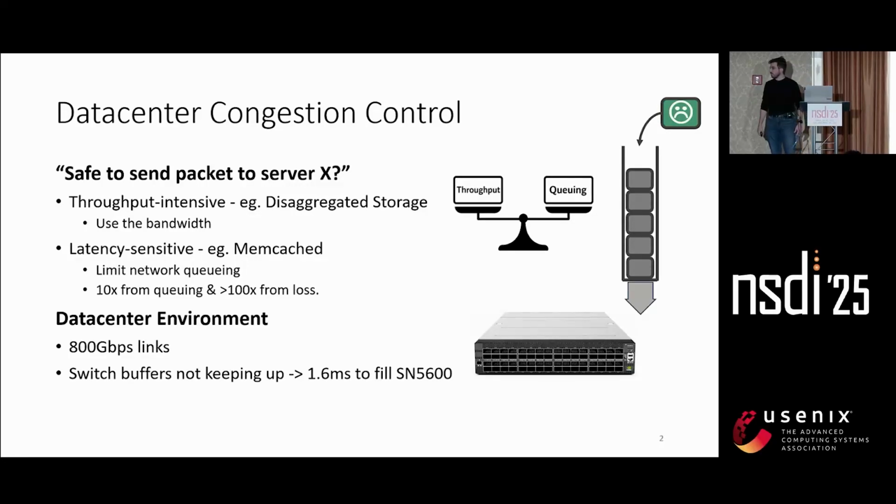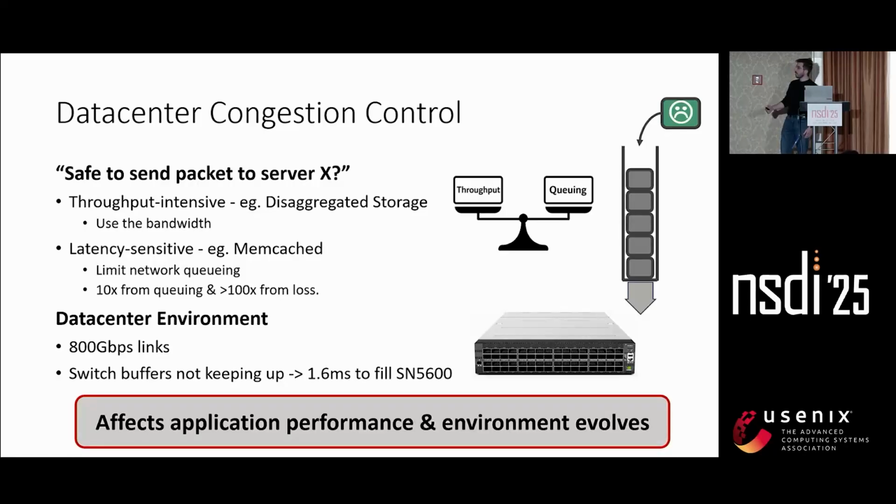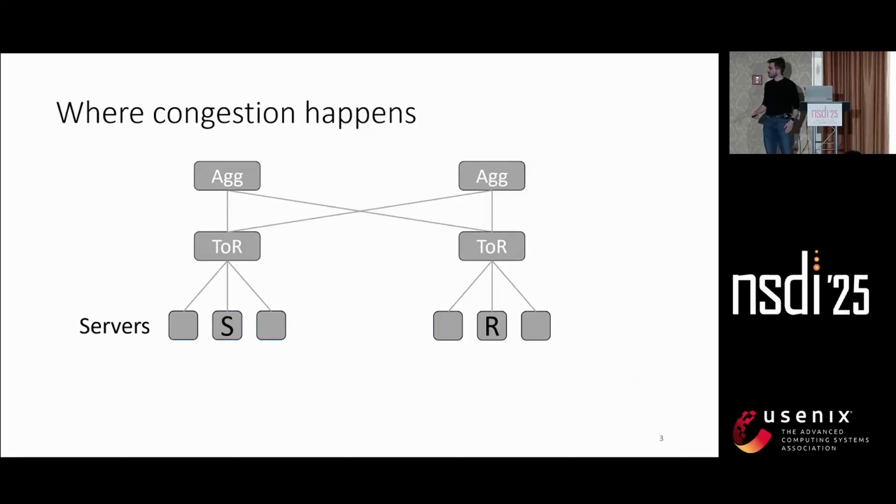The other reason we talk about data center congestion control is that the data center environment itself is changing rapidly. So right now, link speeds are pushing 800 gigabits, and switch buffers are not keeping up with this. So now it takes less than 2 milliseconds to fill the whole capacity of a modern switch at 800 gigabits. So overall, we talk about congestion control because it affects application performance, and at the same time, the environment in which it operates is evolving very quickly.